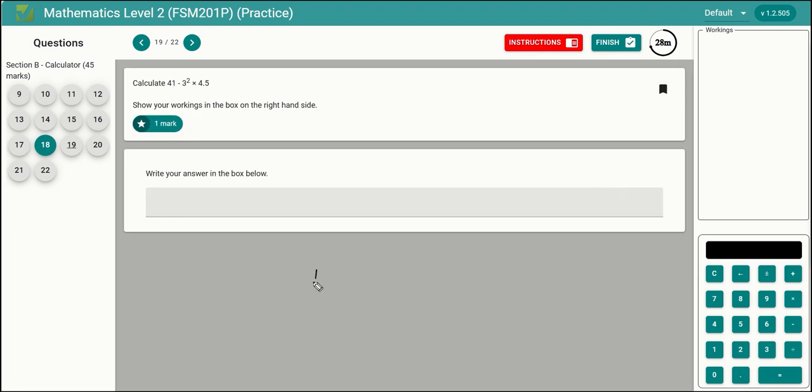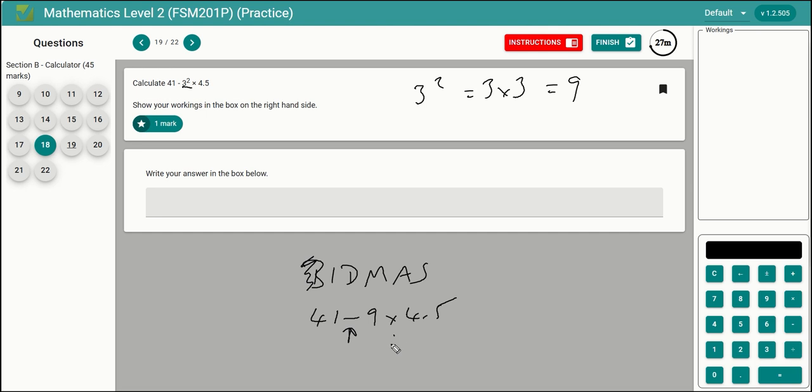Okay, so for this question, we just need to recall BIDMAS. So this tells us the order that we do the operations in. So B's for brackets. We don't have any brackets, but we do have indices. So we need to do the 3 squared first. So 3 squared is 3 times 3, which is 9. So this question is now 41 minus 9 times 4.5. So here we've got subtraction and multiplication. Now multiplication needs to take place first.